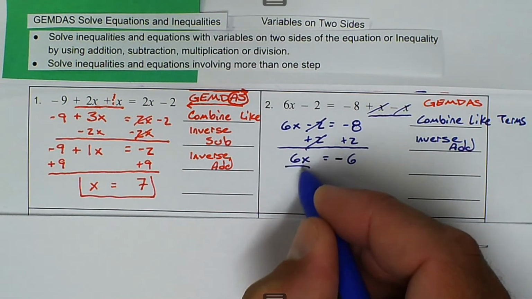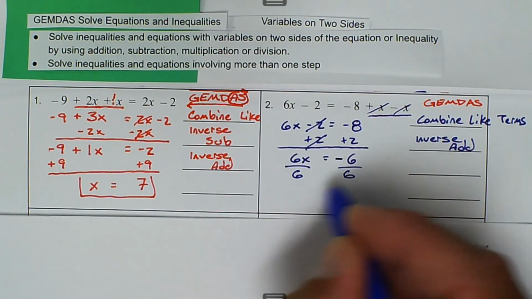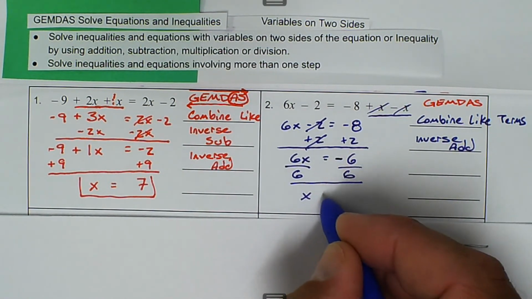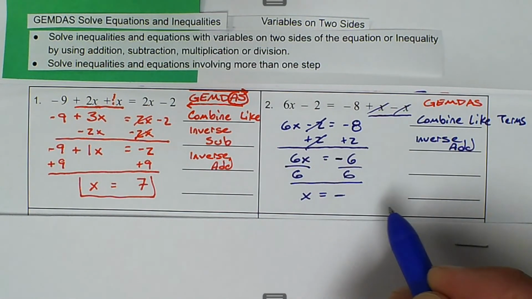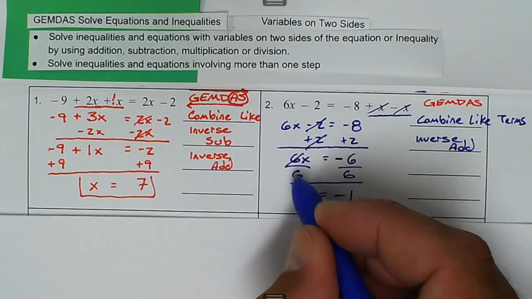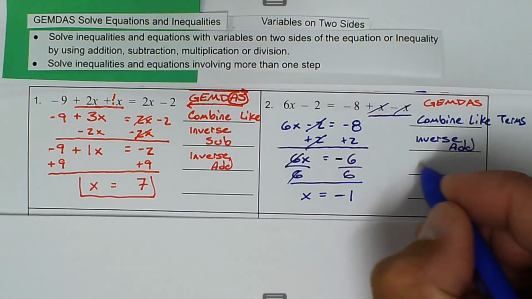The next thing we can do is divide both sides by 6. And then we get x is equal to a negative divided by a positive is a negative. 6 divided by 6 is 1. The reason we did that is we wanted the 6's to cancel, and that was inverse divide.